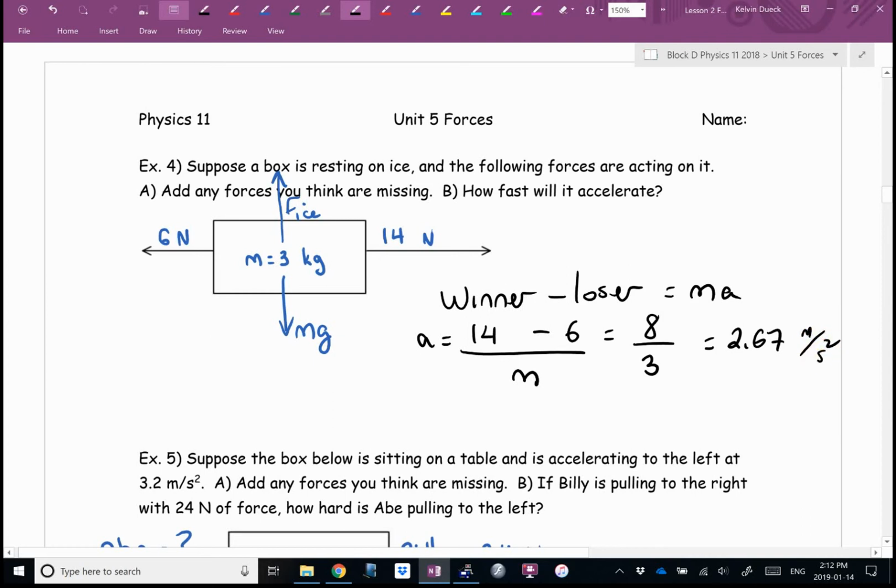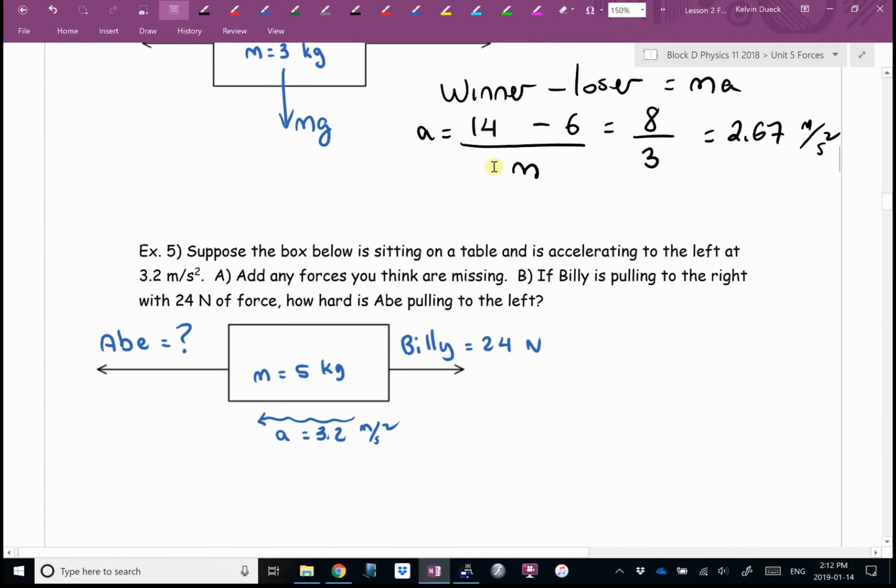And if they had asked for a direction, right or east or something, they just kind of said how fast. I think that's implying all they want is the magnitude. Okay. Winner minus loser equals MA. That's sort of the generic template that I'll give you, but you will have to adapt the rest.